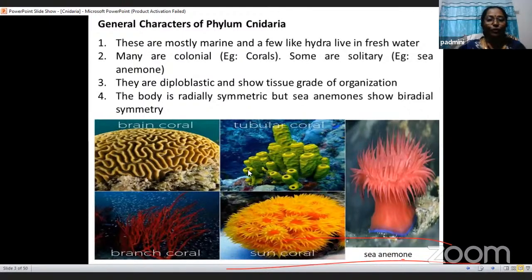And you can see different corals over here. This resembles a human brain, so that is why it's called a brain coral. You find some branches over here, called branch coral, and tubular forms, tubular corals. Because it's something like a sunflower, there are sun corals and sea anemone. So these are some of the corals that you find under the sea.